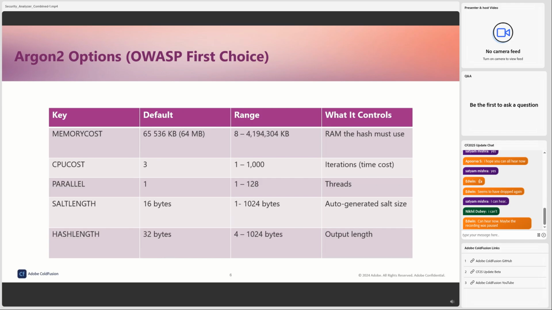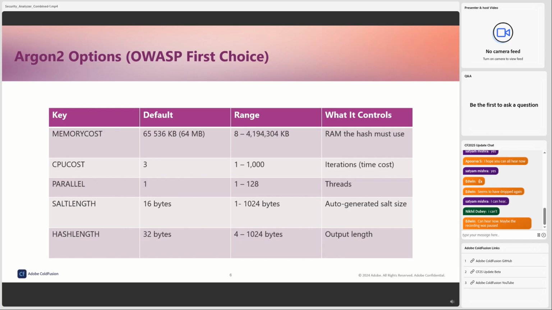So now let's look at the Argon2 options for passwordHashGenerate. As I said, passwordHashGenerate takes options as a struct. So we'll see the options available for Argon2. First is memory cost. That's how much RAM the hash computation must use. The default is 64 MB. This is what makes Argon2 resistant to GPU attacks. GPUs have limited memory per core.